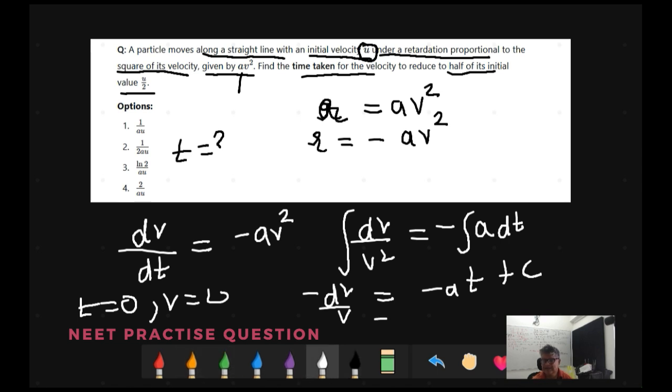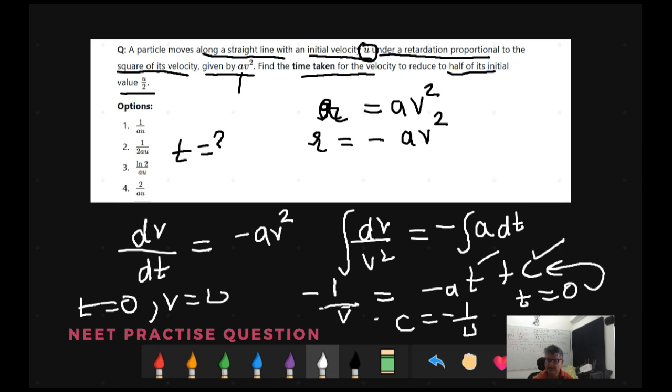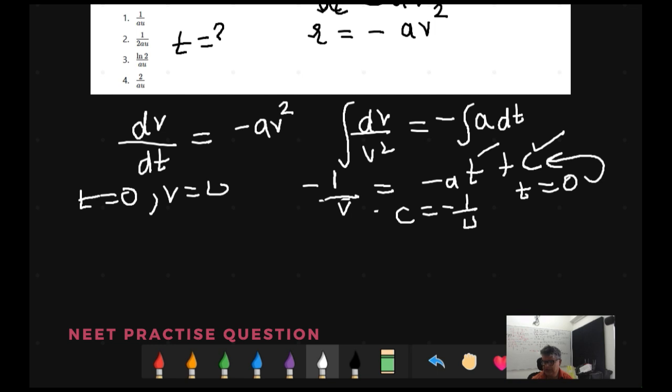Sorry, we will not have any dv here. So this is going to be minus 1 by v is equal to minus at plus c, and then we use the initial condition at t is equal to 0. So c is equal to minus 1 by u, because I put t is equal to 0 in this equation. The integration constant has come out to be minus 1 by u. So what we have found is that minus 1 by v is equal to minus at minus 1 by u.